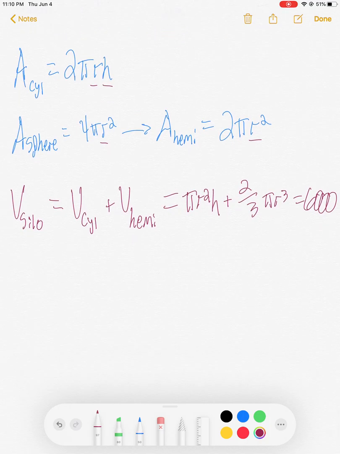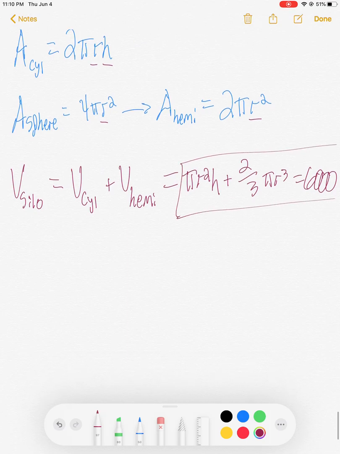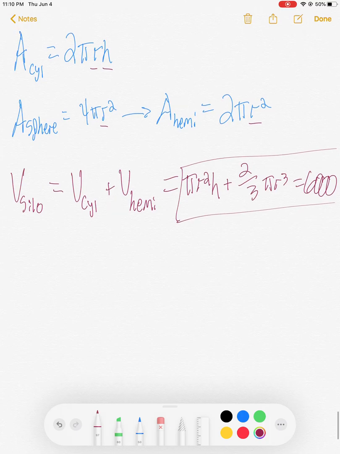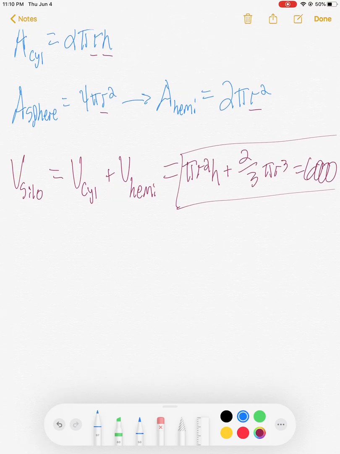And we can go ahead and we have that information. So this is pi r squared h plus the volume of the hemisphere, which is 2/3 pi r cubed. And we know that this is 6,000. So really, the second part here is what we're interested in.